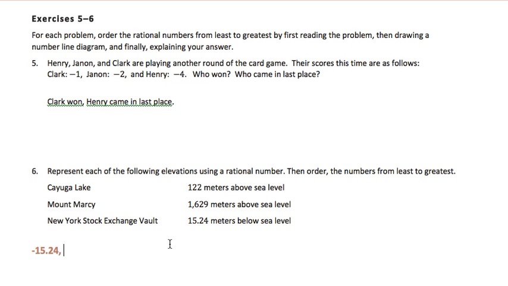Moving from left to right on a number line, or from bottom to top on a vertical number line, we would encounter the 122 meters above sea level next. And then finally, near the top, we would encounter the 1,629 meters above sea level. So numbers on a horizontal number line decrease in value as you move to the left, increase in value as you move to the right, and numbers on a vertical number line decrease as you move down and increase as you move up.